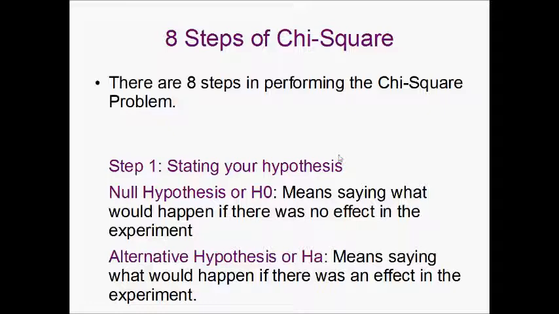This is the chi-square test of independence, and there are 8 steps in performing this chi-square problem. Step 1 is stating our hypothesis. We have a null hypothesis and an alternative hypothesis. Our null hypothesis says what would happen if there was no effect in the experiment, so what we're testing for has no effect. The alternative hypothesis says what would happen if there was an effect in the experiment, and what exactly that effect is.